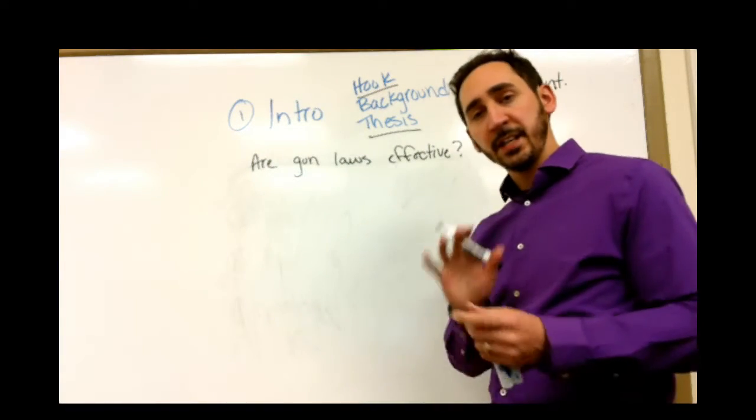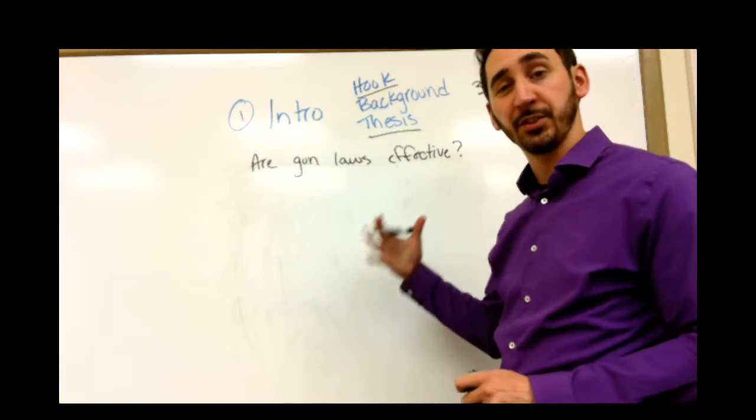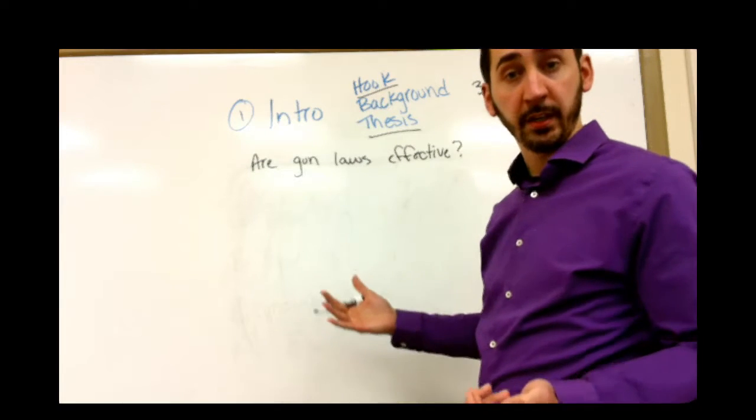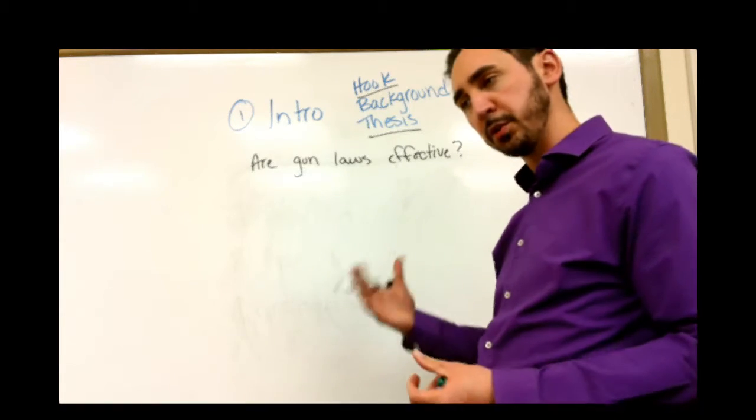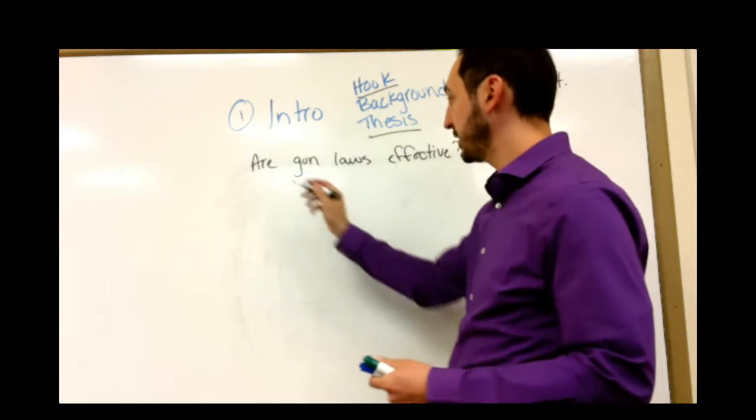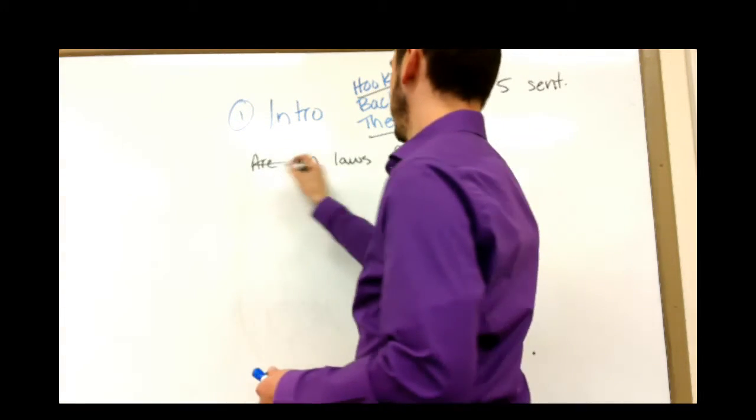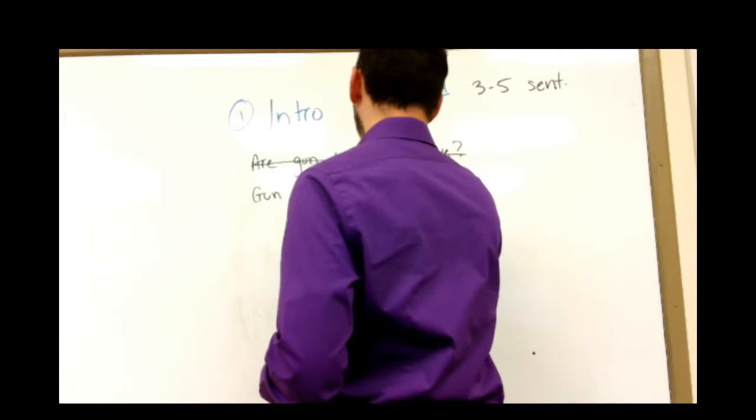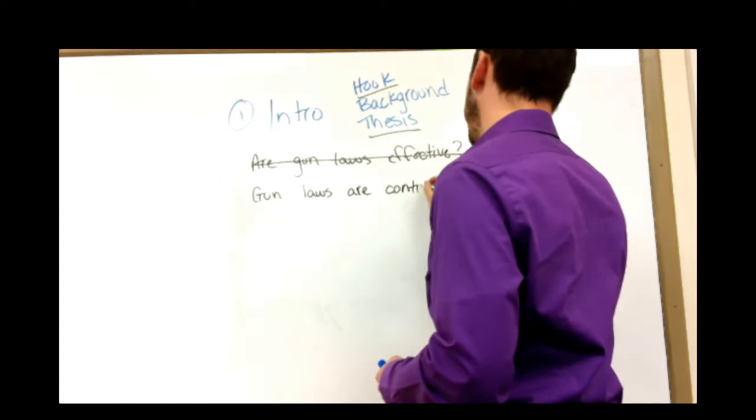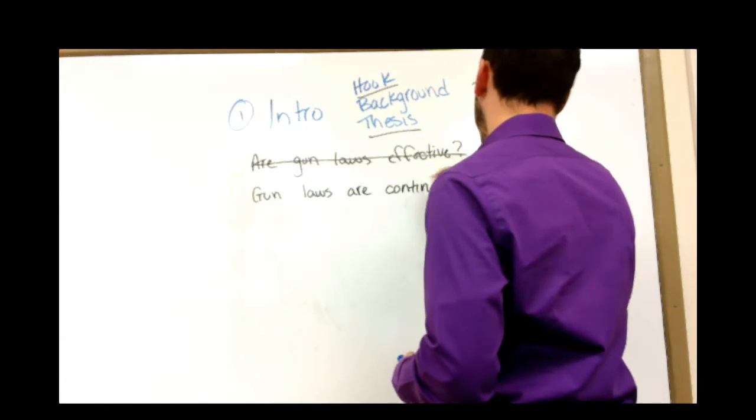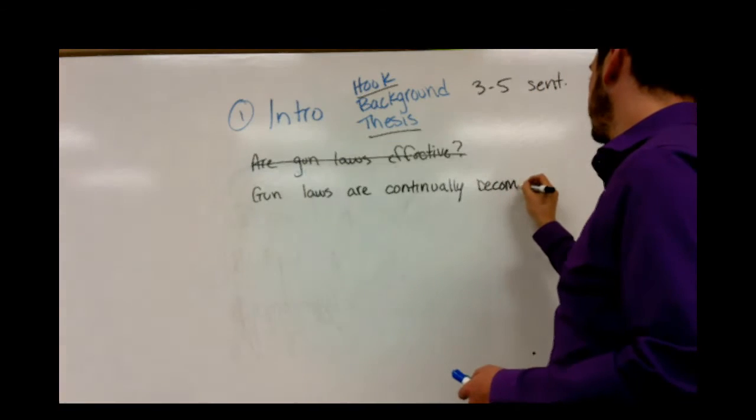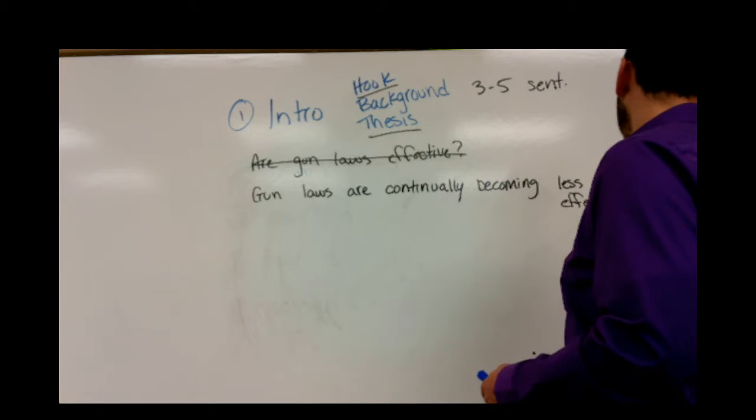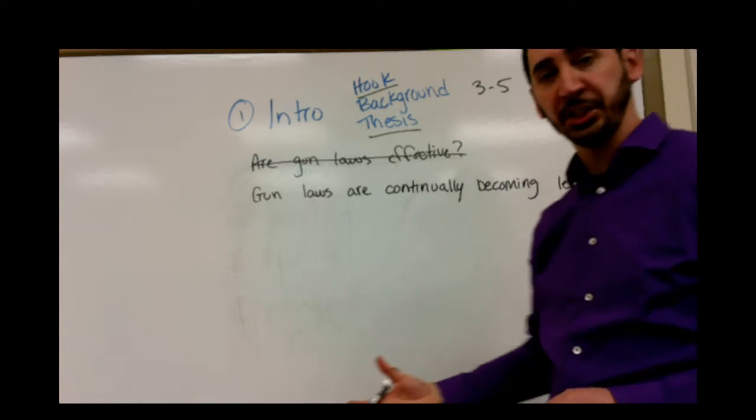Now, in this essay, try to stay away from actually asking questions. This is just a starting point for you to create your hook. Instead of saying, are laws effective, tell me, what do you think? Either yes, they are effective, or no, they're not. Most of the time, when people write about this, they say no, they're not effective. So instead of asking, are gun laws effective, say, gun laws are continually becoming less effective. Now it's no longer a question, now it's a statement.